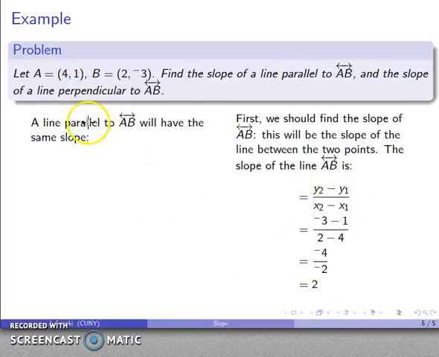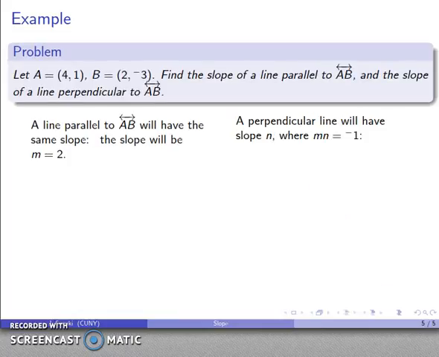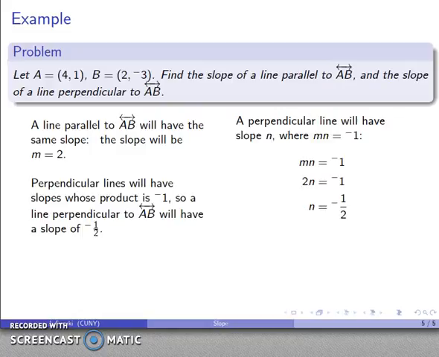A line parallel to AB will have the same slope. The slope is going to be equal to the same number. No excitement there. Perpendicular lines are a little bit more complex. So let's see, I have a perpendicular line. Well, the product of the two slopes is going to be -1. So I know one slope is 2. And the other slope, call it n, is going to be whatever I get from solving this equation. So 2n equals -1, so n is going to be -1/2. And so that tells me that the slope of a line perpendicular to AB is going to be -1/2.